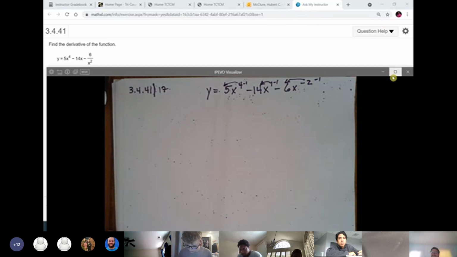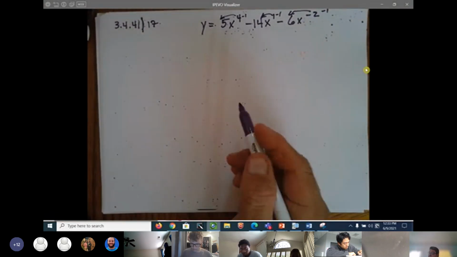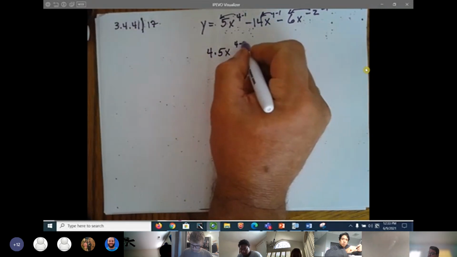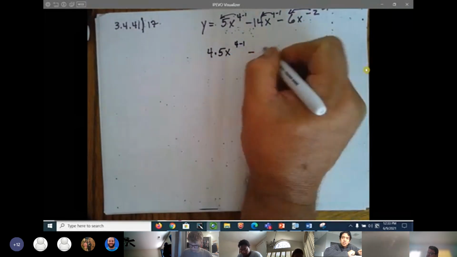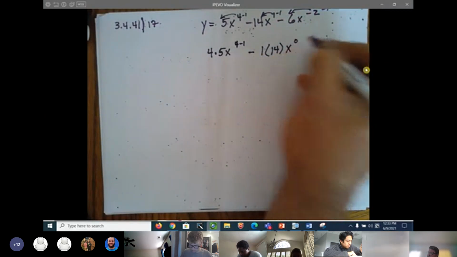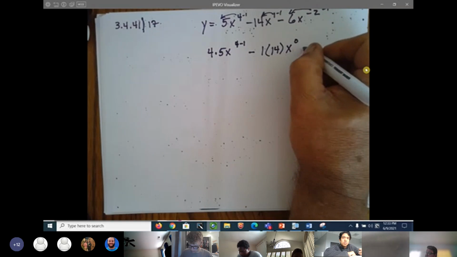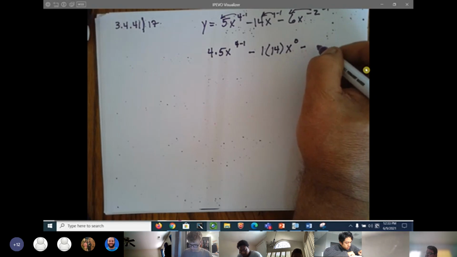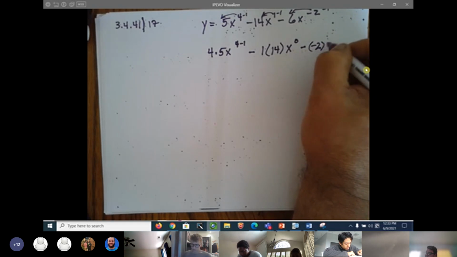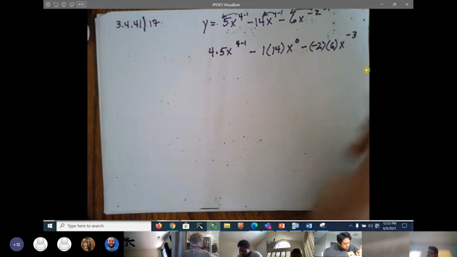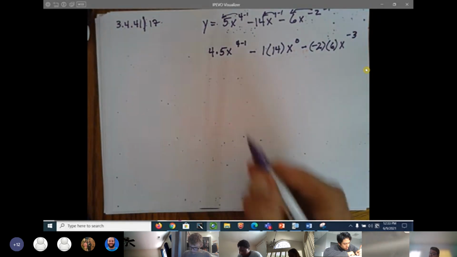Power rule. 4 times 5, x to the 4 minus 1, minus 1 times 14, x to the 0, minus, well, that's going to be negative 2, and that's going to be a negative 2 times 6, x to the negative 3. I'll check my math, and this is y prime.